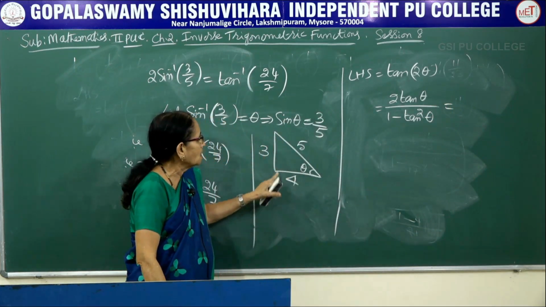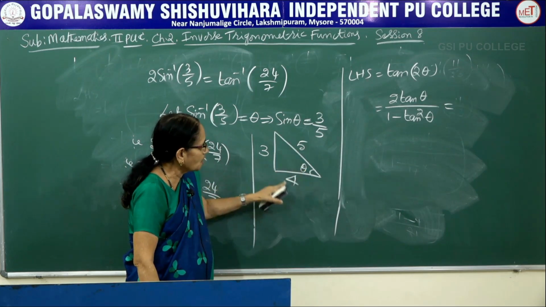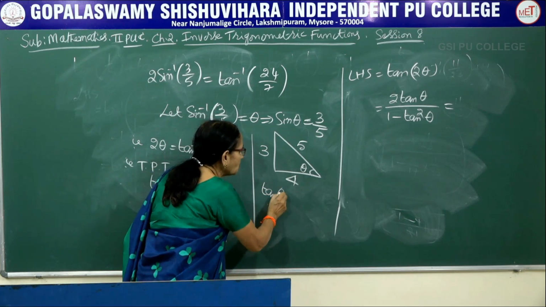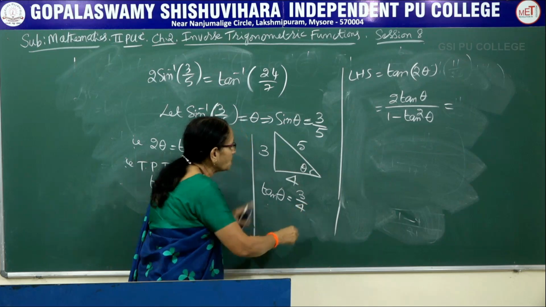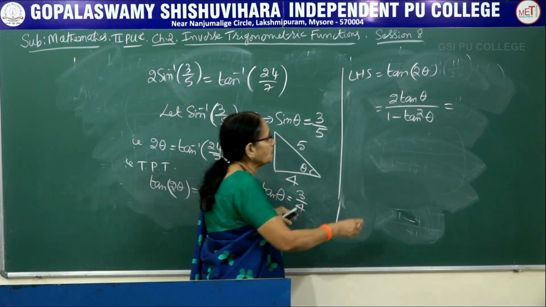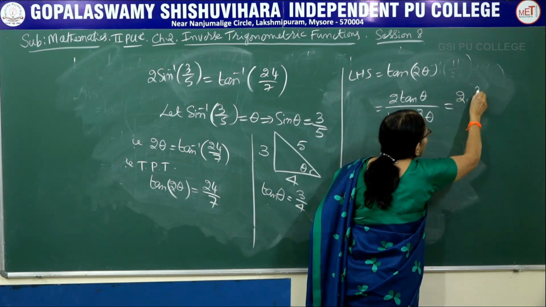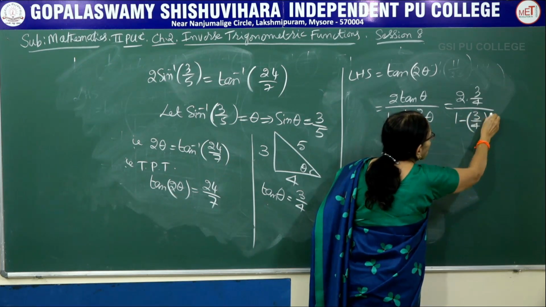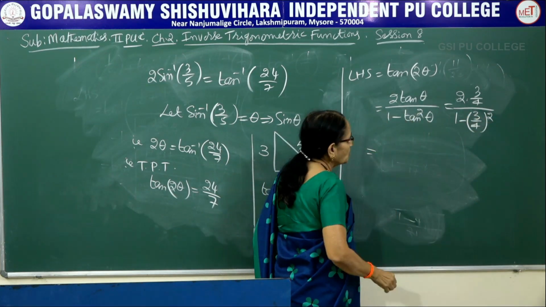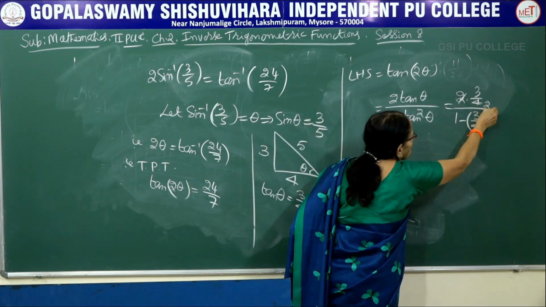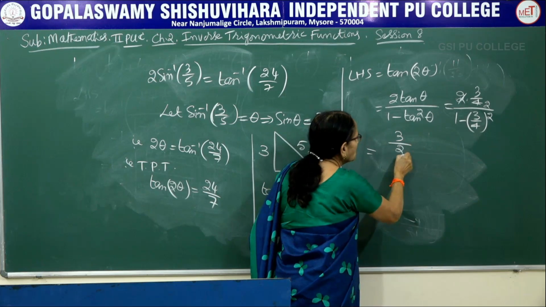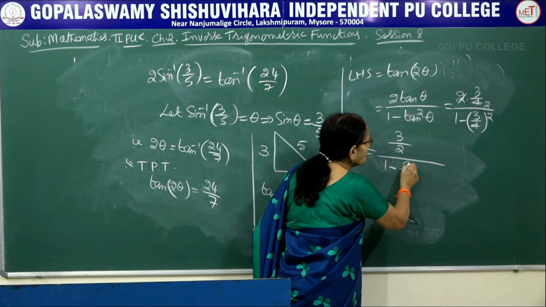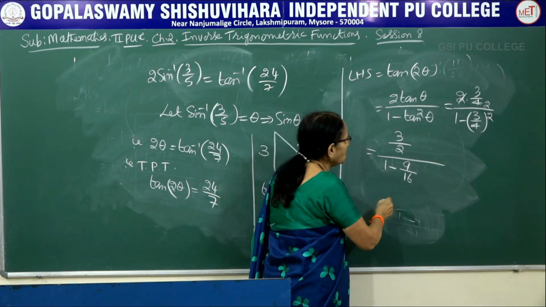Now come to the triangle here. All the three sides are known now. How do you write the value of tan theta? What's the definition? It is opposite over the adjacent side, 3 by 4. Therefore, write the actual value: 2 into 3 by 4 divided by 1 minus 3 by 4 the whole square. Now here 2 1s are 2, 2 2s are 4, you could cancel. The numerator becomes 3 by 2, whole thing divided by 1 minus 9 by 16. 3 by 4 whole square is 9 by 16.